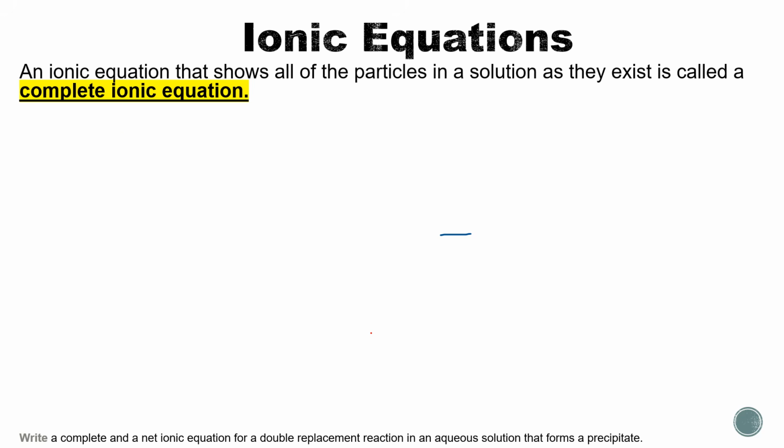What are ionic equations? An ionic equation that shows all the particles in a solution as they exist is called a complete ionic equation. What do we mean by this? We mean that if you have a compound that has AQ, an ionic compound, you have to show it as a positive and a negative ion. Because in water, the ionic compounds are breaking down into positive and negative ions. Okay? So that's the complete ionic equation. It shows everything.